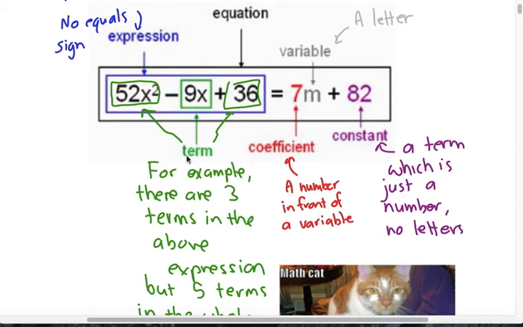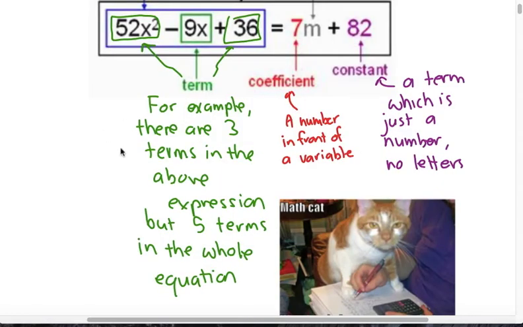Terms are separated by plus and minus signs. So for example, there are three terms in the above expression, the blue expression on the left-hand side contains three terms. Try to think how many terms are in this part of the equation, in the expression on the right-hand side. How many terms are here? There are two terms, because terms are separated by addition and subtraction signs.